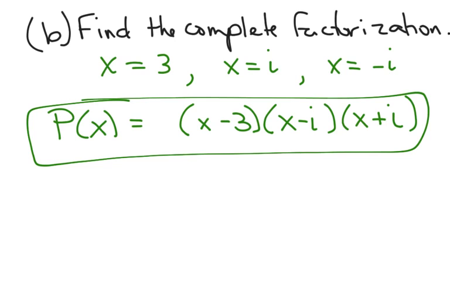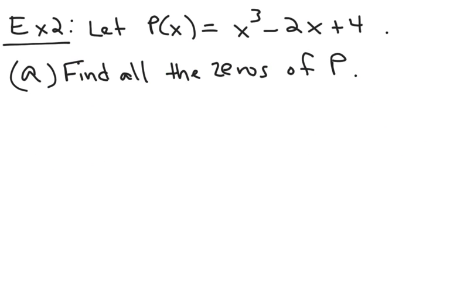We'll talk about a problem later on where we're actually given information that we can use to find out what A is, if we don't already know the original equation. Let's try this again. I want to use P of x equals x cubed minus 2x plus 4, and I'm going to start by finding all the zeros of P.